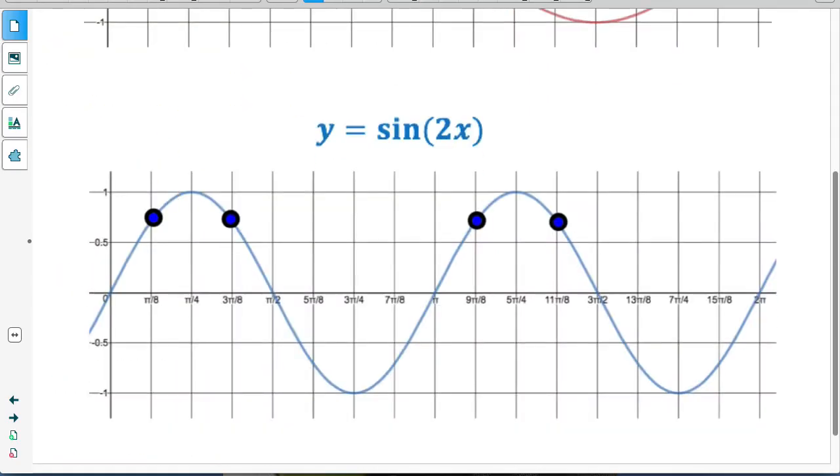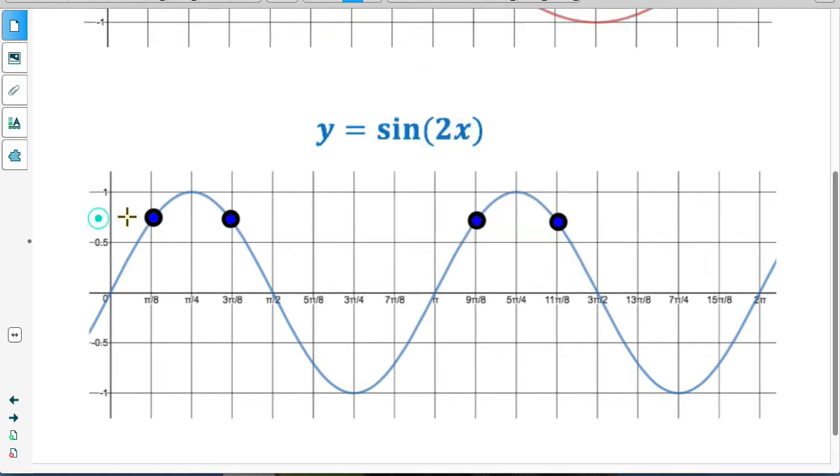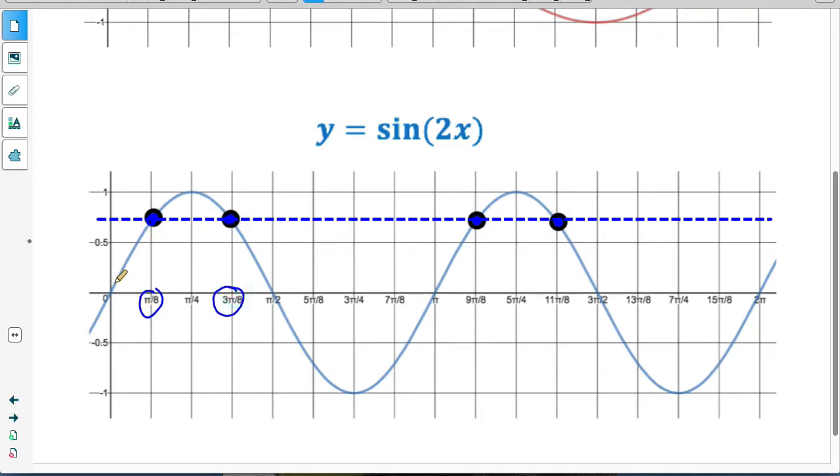So here's the graph of sine of 2x, and remember between 0 and 2 pi, the function does 2 cycles. And within each cycle, there are 2 answers. Let me just draw that horizontal line to show that to you. So the horizontal line through that approximate 0.71 value. Looking at that horizontal line and where it intersects our graph of y equals sine of 2x, you can see that sine of 2x is equal to 1 over root 2, that 0.71 value, here at pi over 8, here at 3 pi over 8. So those are the 2 times in the first cycle that it's equal to 1 over root 2.